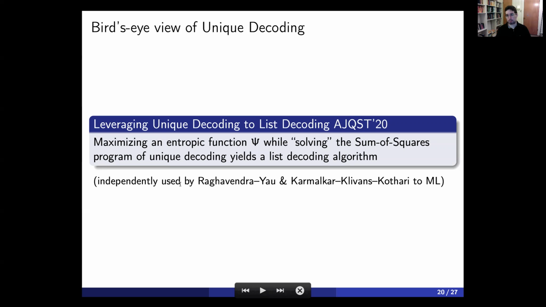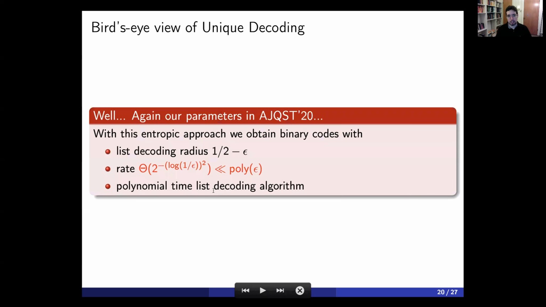And it was independently used by those authors here. And again, the parameters are not great for list decoding. The rate is still quasi-polynomial, and this is very far from the state of the art. But the decoding is polynomial time.